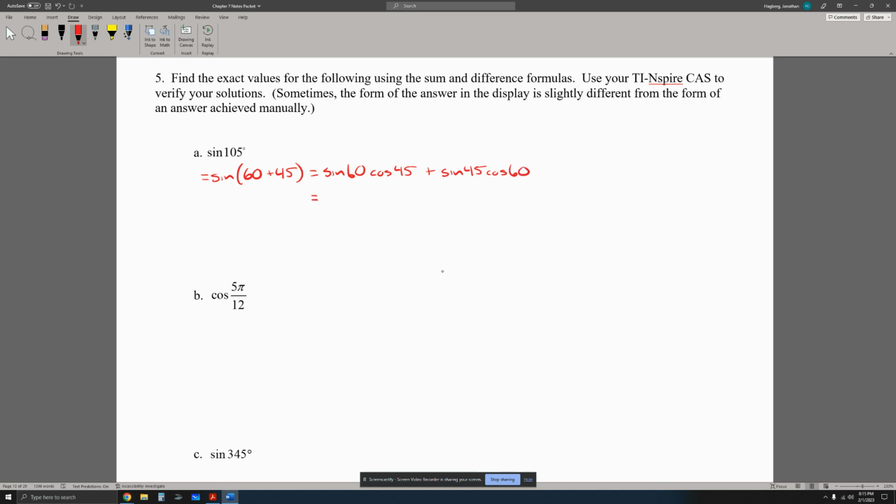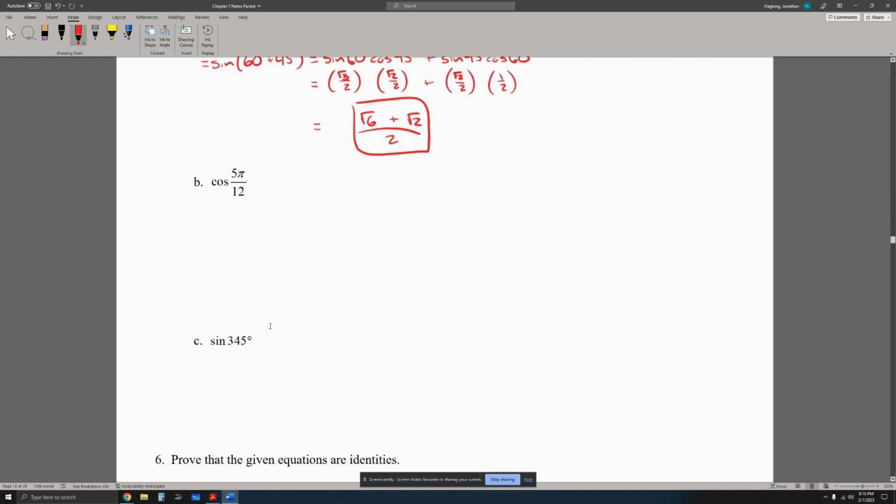So we're alternating that sine and cosine. Okay, so the sine of 60 is root 3 over 2. Cosine of 45 is root 2 over 2. And then sine of 45 is root 2 over 2. And the cosine of 60 is 1/2. So then we have the square root of 6 plus the square root of 2 all over 2. All right. Let's check out some radians.